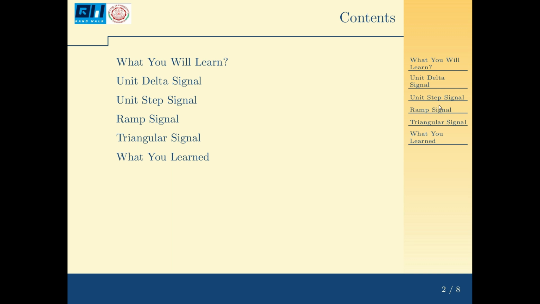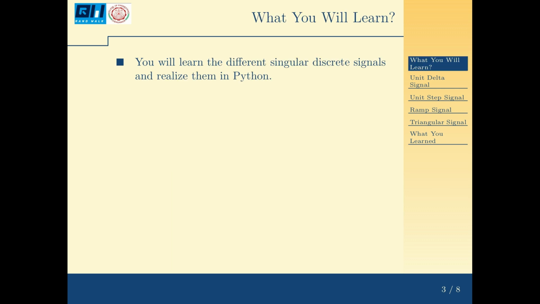The contents of this video and your learning outcomes. Then we will see the unit delta signal, then the unit step signal, the ramp signal, the triangular signal, and the summary of understanding. In between we will see some simulations with Python. Your learning outcome here is that you will learn the different singular discrete signals and realize them in Python.